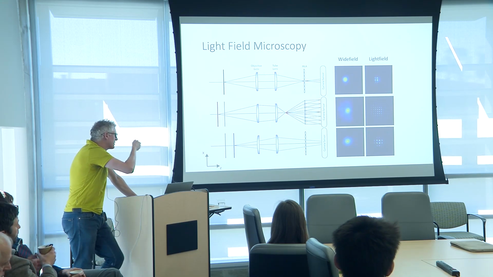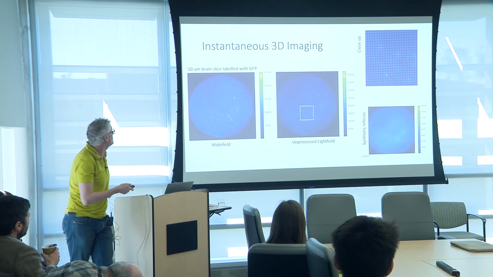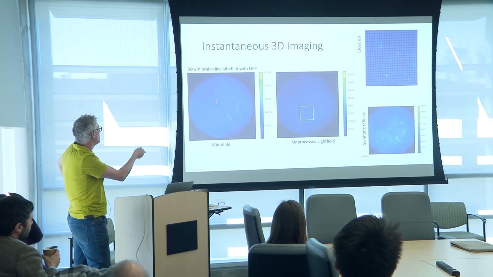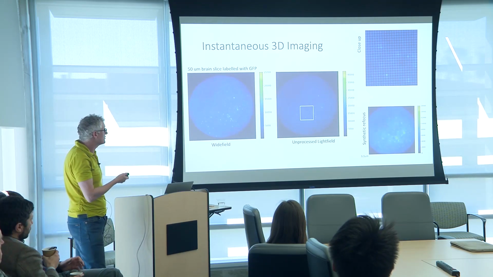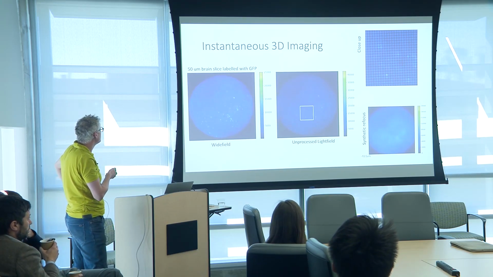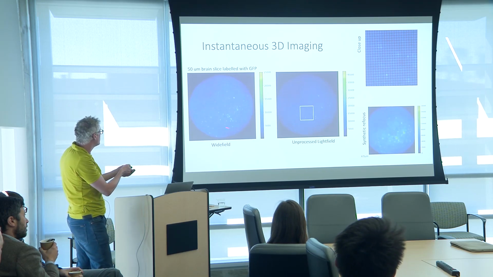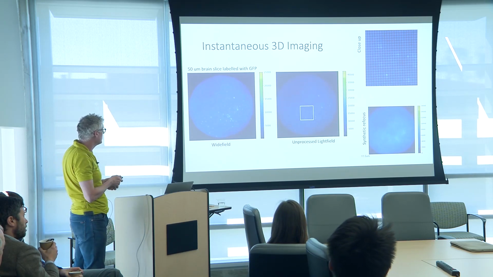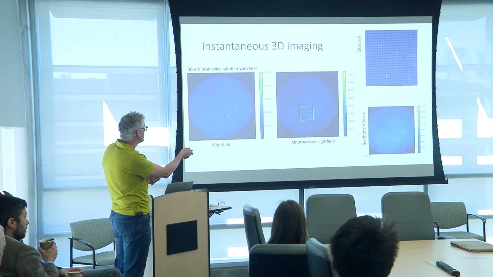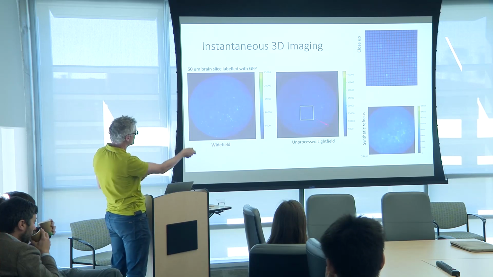I'll come back to that in a second. What it lets you do in principle is instantaneous 3D imaging. So we've got here a 50 micron brain slice labeled with GFP. This is what you might see in a wide field picture. If you look at the unprocessed light field, you get something like this. So this is all of your rays here.